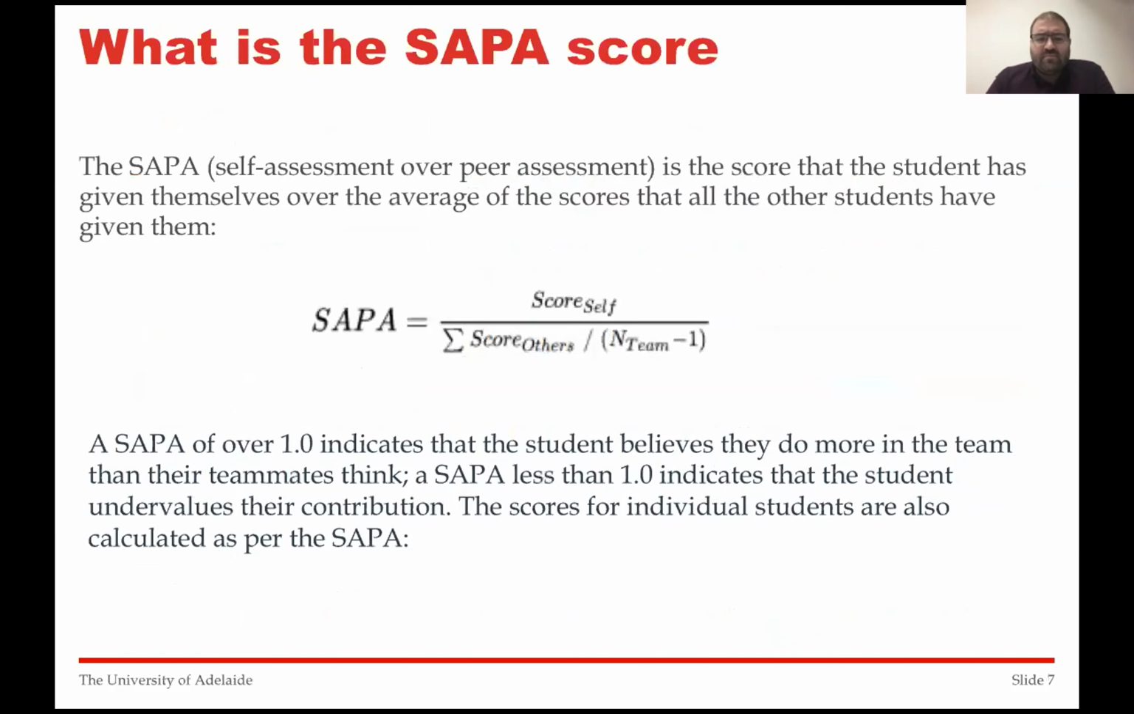So the next one is this SAPA score, which is really self-assessment over peer assessment. So this is sort of trying to give your own assessment of your own work based upon what your team thinks. So again, if you get more than 1, then you think you're doing more work than your peers think. If you get less than 1, then you're thinking you're doing less work than your peers think. So it gives you, as an academic, something that you can talk to individuals about their work in a group.